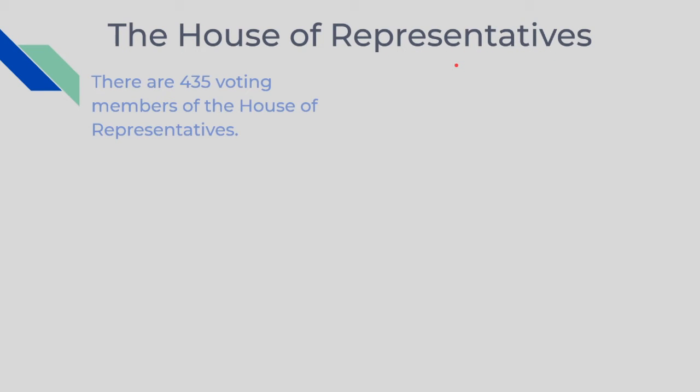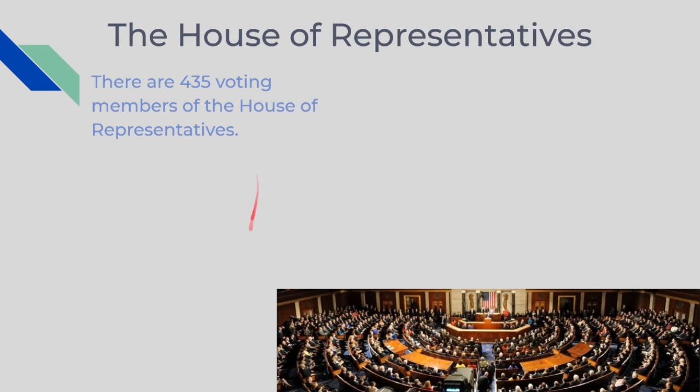The other part of the legislative branch is the House of Representatives. While the Senate only has 100 members, the House of Representatives is significantly larger. There are 435 voting members of the House of Representatives. As you can see in this picture, that's a lot of people in just one part of Congress. So this here is the House of Representatives.